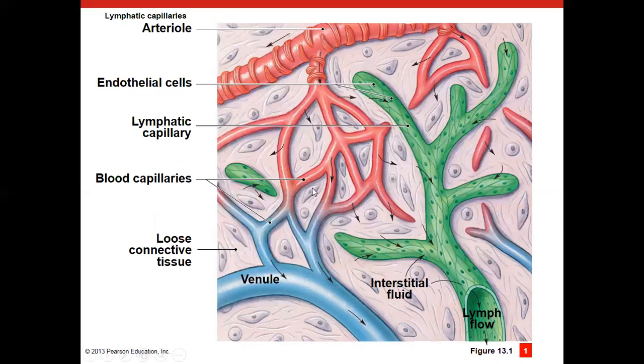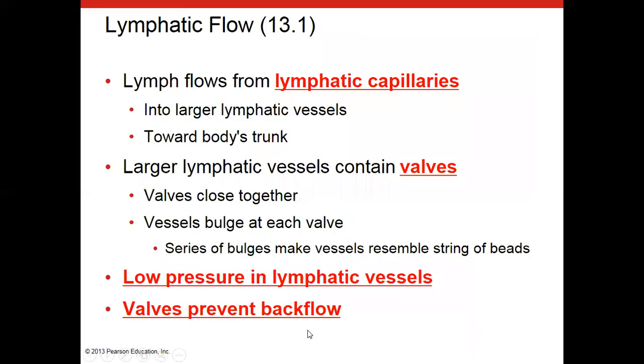Well, these lymphatic capillaries merge back into bigger and larger vessels, and they basically drain lymph fluid right back into the veins. And we'll talk about what veins they drain into. So lymph flows from lymphatic capillaries to larger lymphatic vessels towards the thoracic cavity.